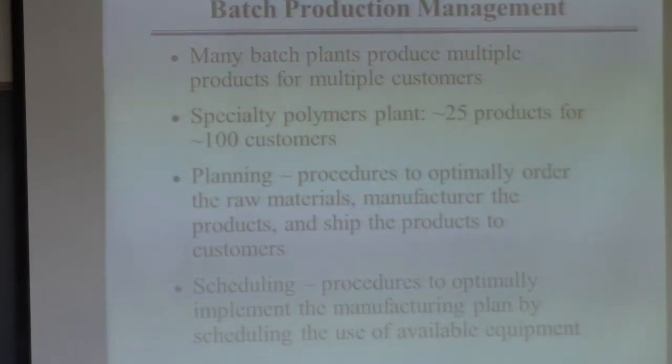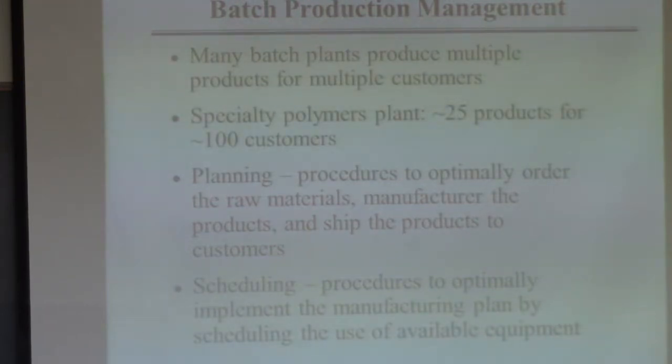And you have to, number one, meet the product quality specifications that they want. And number two, you have to deliver the amount of polymer they want under the contract. So this would be an example. I just made this one up, but it's not totally ridiculous. You might make on the order of 25 products for on the order of 100 different customers. So it's not just about making batches.